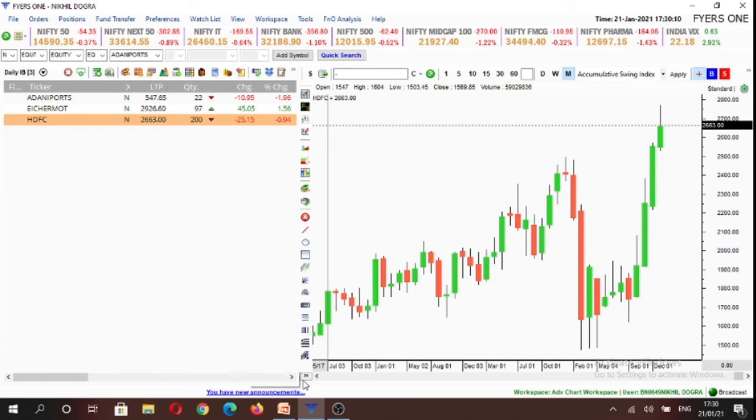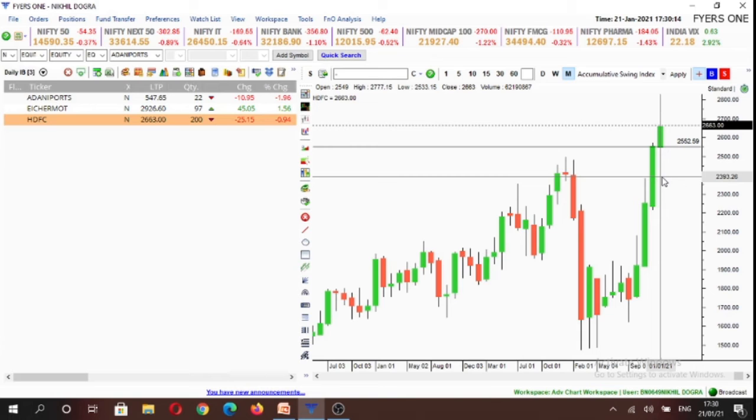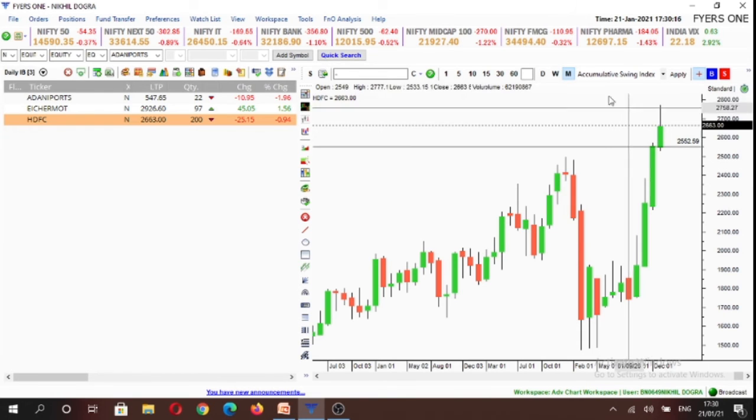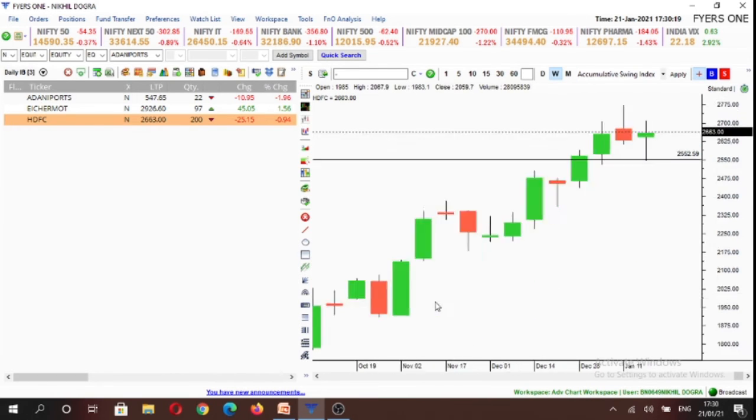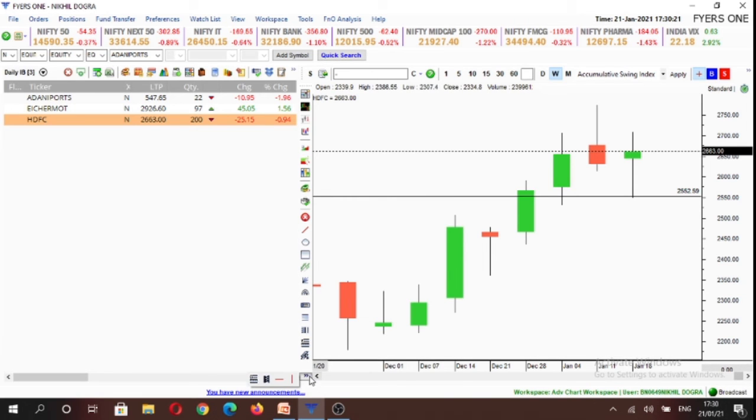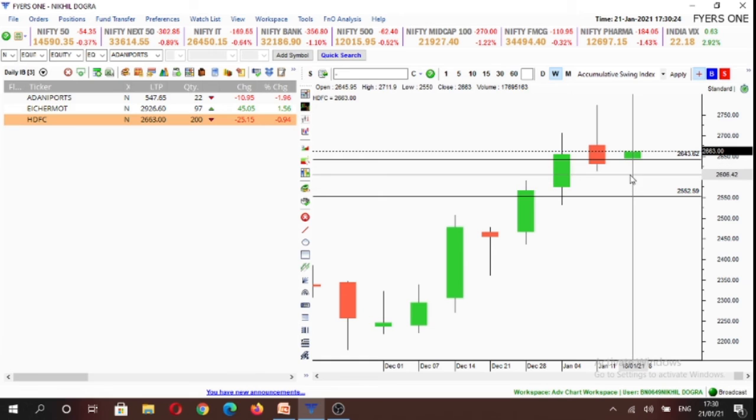So on the monthly time frame, you will see that HDFC is under control of buyers as it is trading above its monthly open. On the weekly time frame, basically you will see that it is still under control of buyers as it is trading above its weekly open.